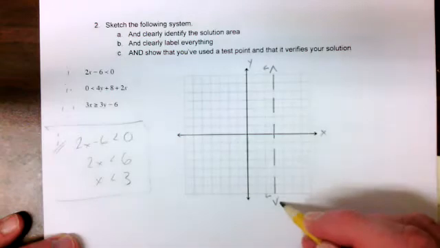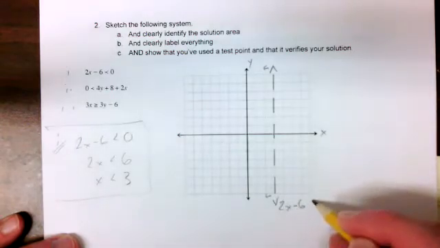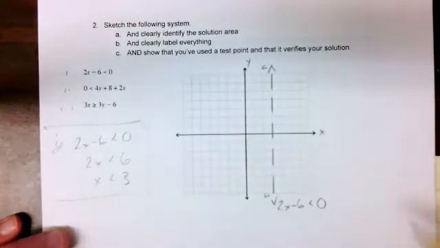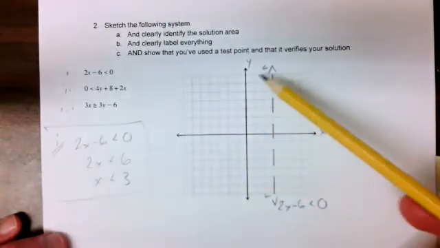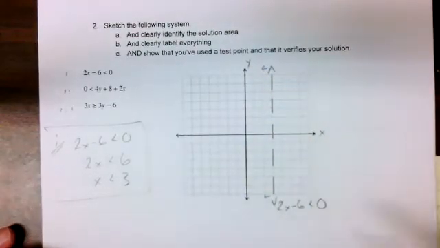I also want to label this. This is 2x minus 6 less than 0. That belongs to that one. That's labeling everything. Okay. Label the axes, labeled my line, move on.